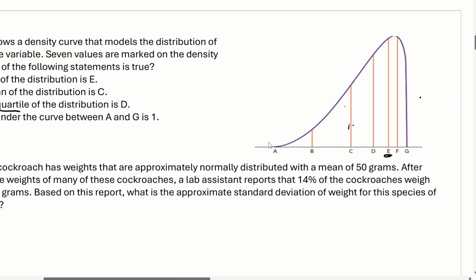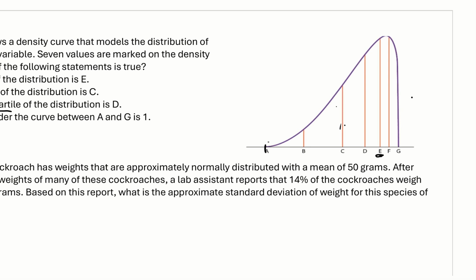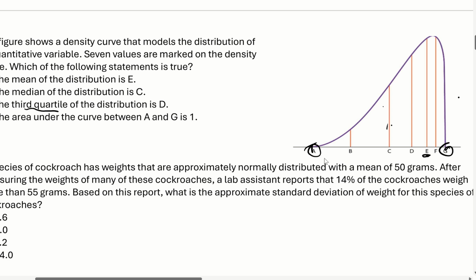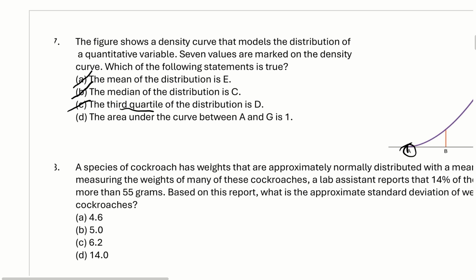The area under the curve between A and G is 1. Yeah, between A and G, the area in there has to be about 1. So remember, that's the definition of a density curve, is that the area under the entire curve is 1. So it's got to be D.